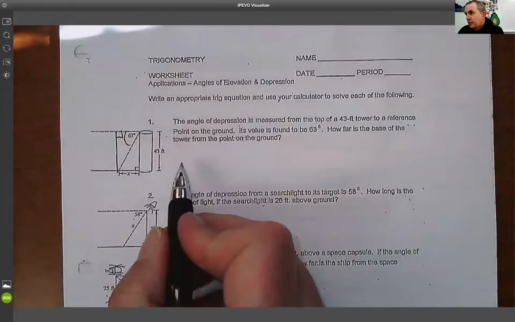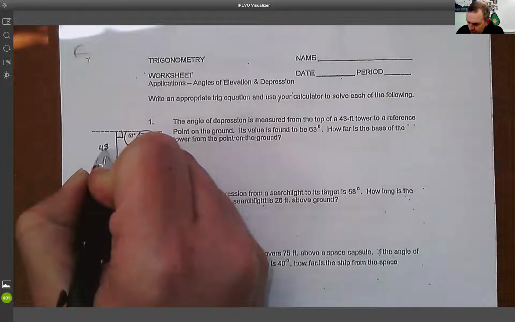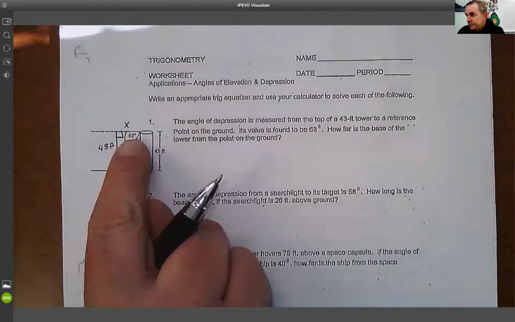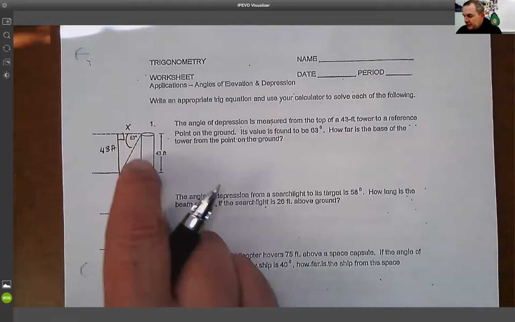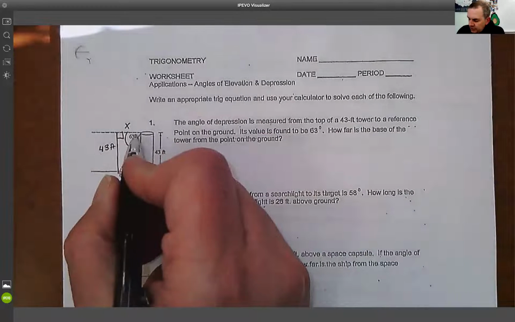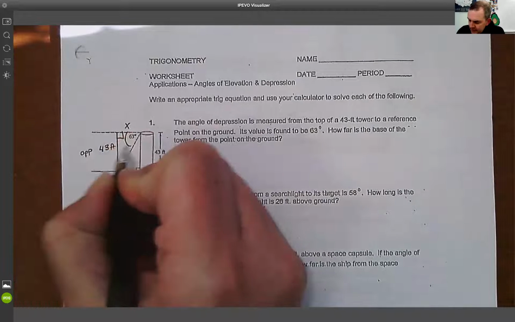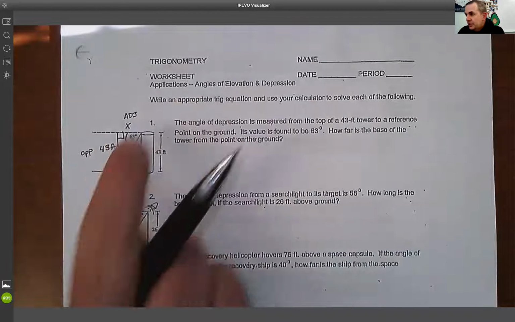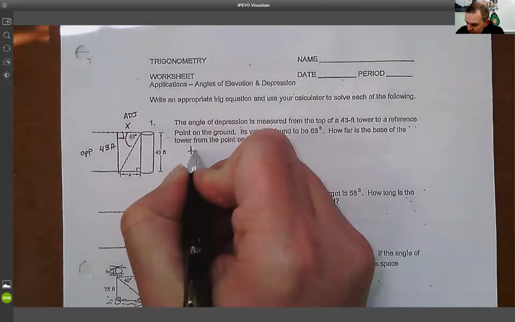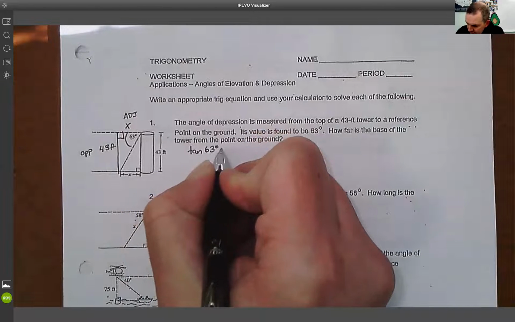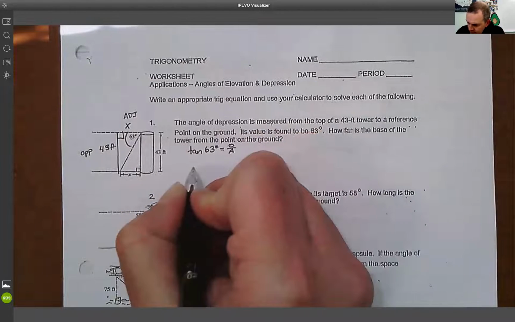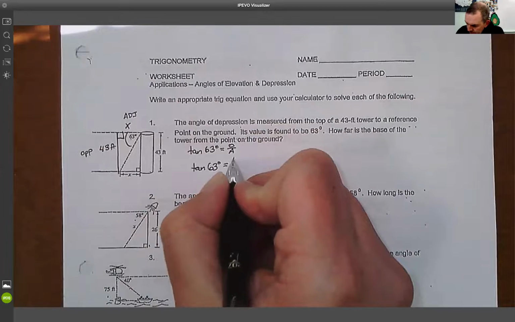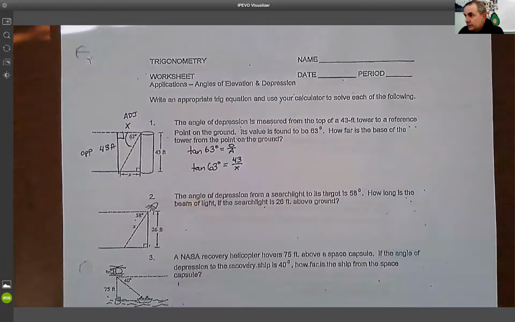If we think about it, 43 feet high means it's 43 feet over here. The length of x is x. So here's the deal. I have an angle and I have two sides. From this angle, 63, this is my opposite and this is my adjacent. The trig function that deals with opposite and adjacent is tan. So I take the tangent of 63 degrees, and that's going to equal my opposite over my adjacent. So tangent of 63 degrees equals 43 over x.